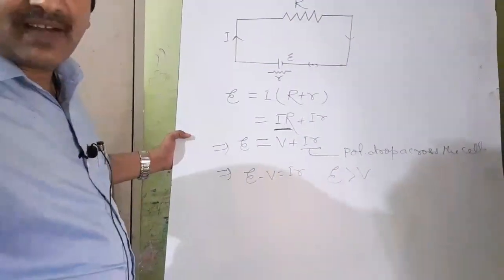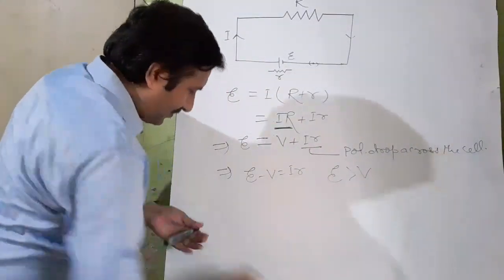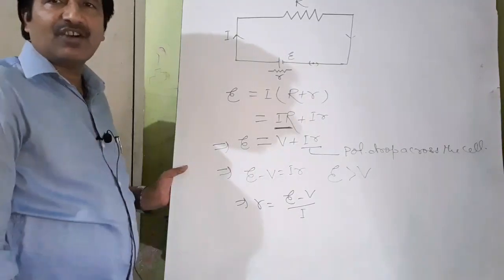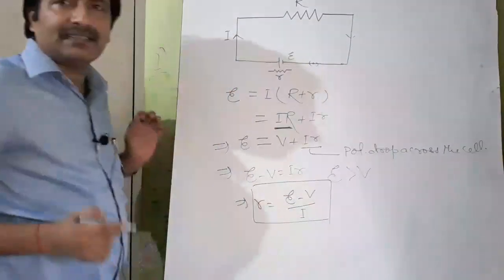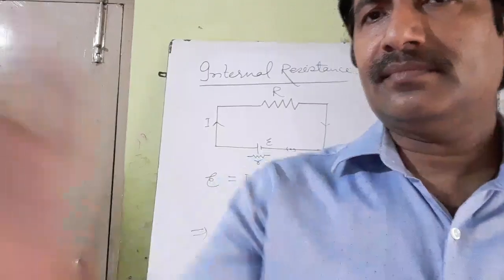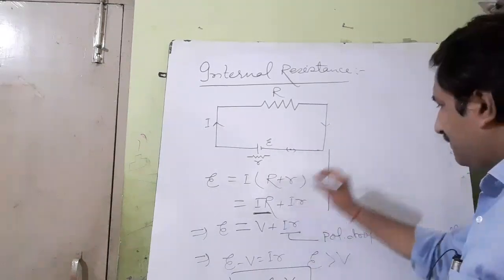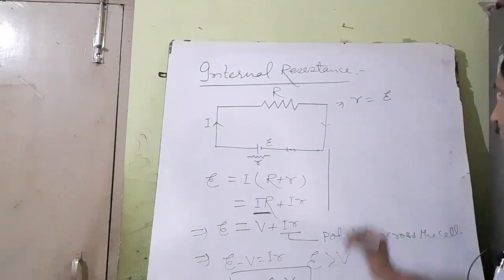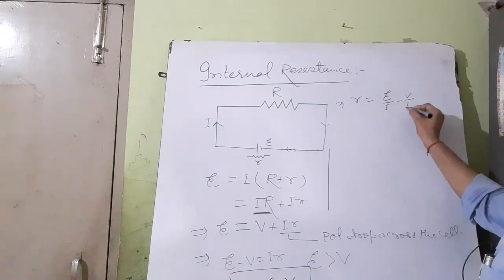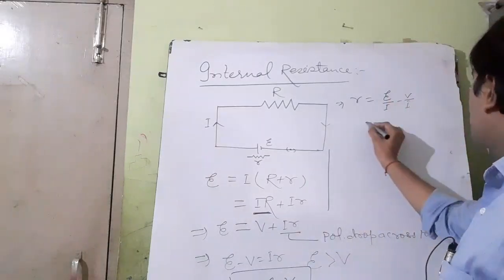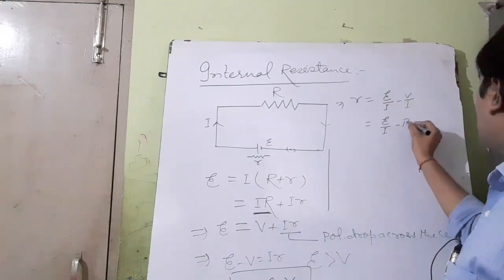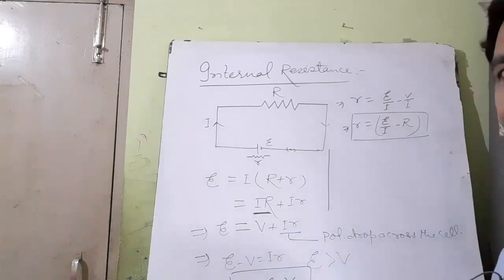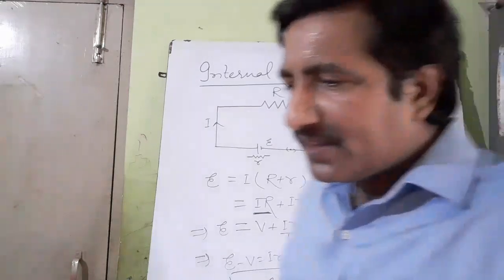And from here you can find the value of internal resistance: small r is equal to (E minus V) by I. Got it? So this is the formula for internal resistance. You can also write it as r is equal to (E minus V) by I, which is E by I minus V by I. You know V by I is equal to R, so you can write r equal to E by I minus R. This can also be the relationship for small r. So you got the expression for small r here?